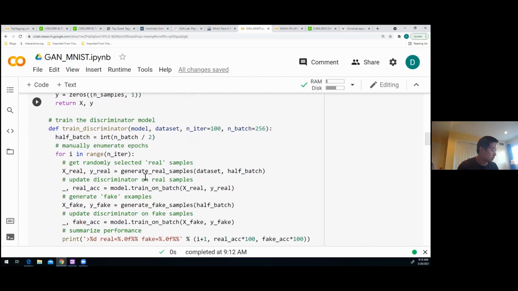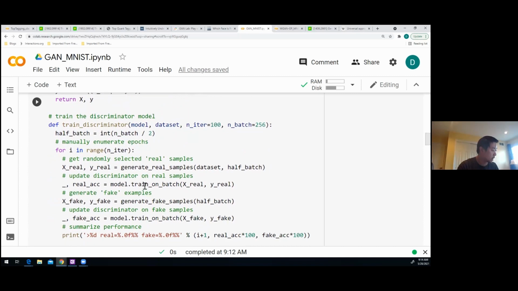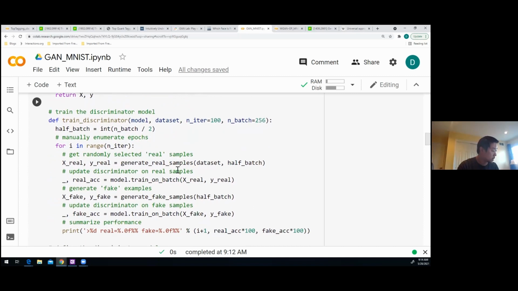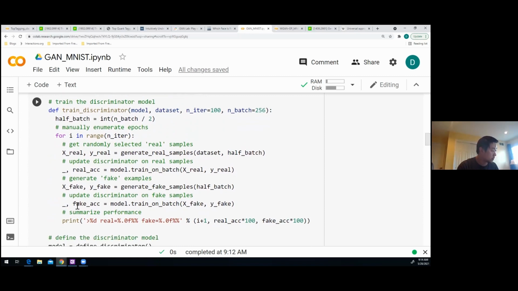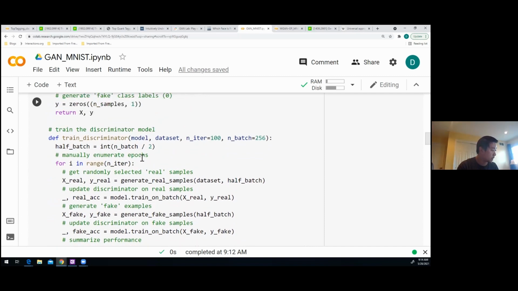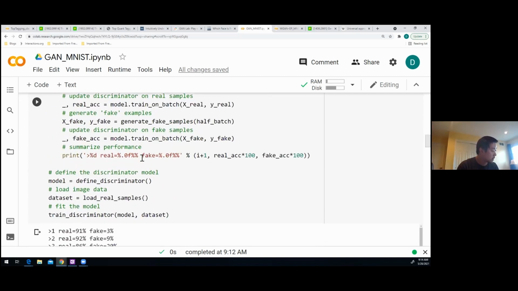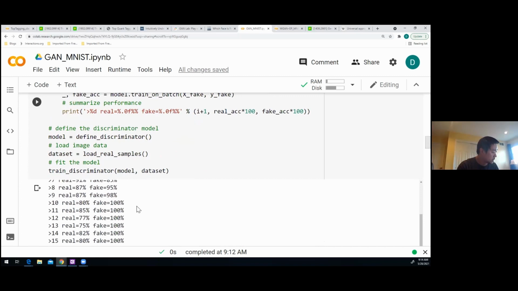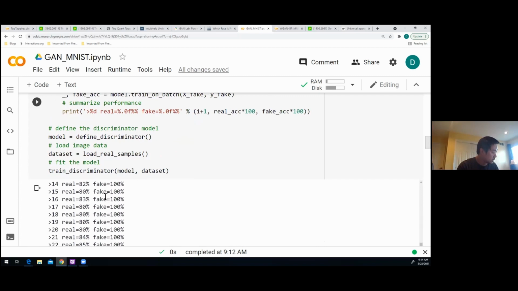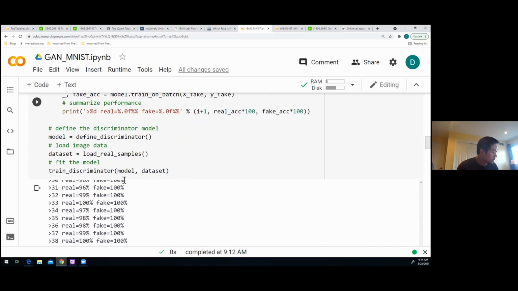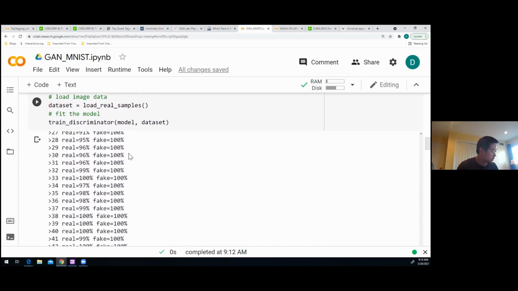Of course, this discriminator will be able to tell the difference 100% of the time, right? So we generate some real images, we update the discriminator on the real samples, then we generate some fake images, and we update the discriminator weights on the fake samples. So that's one epoch that we put together by hand like that. So you can see that it can tell the difference between real and fake 100% of the time. Of course, because the fake images are just random noise at this point.